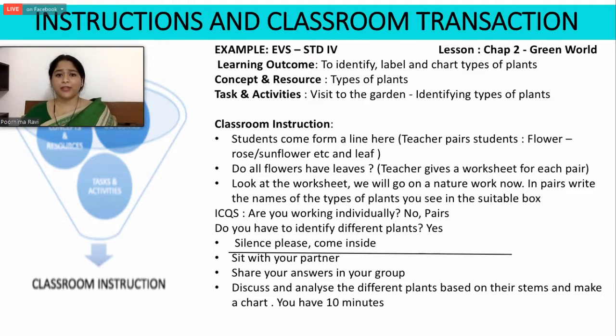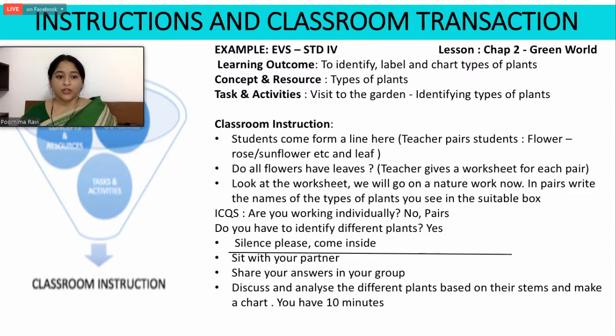Now, I have come up with a learning outcome which involves a visit to the garden. So my learning outcome is to identify, label, and chart the types of plants. The concept and resources would be based on types of plants, right? And the tasks and activities: the first task would be to visit the garden and identify different types of plants.